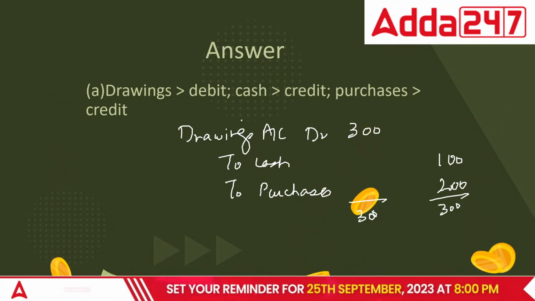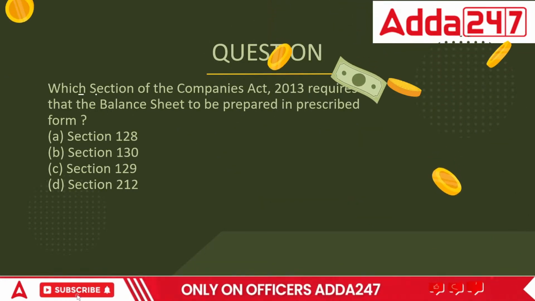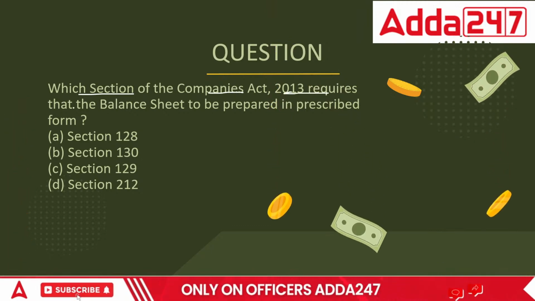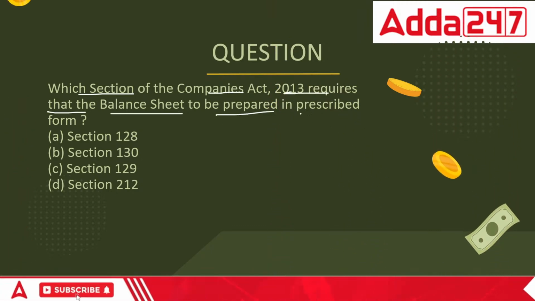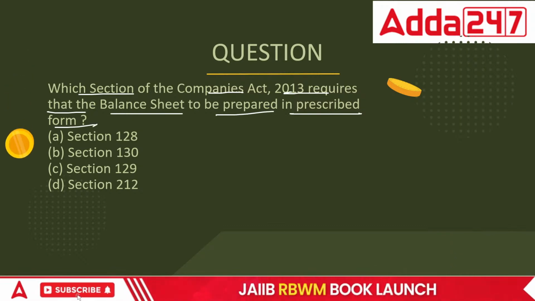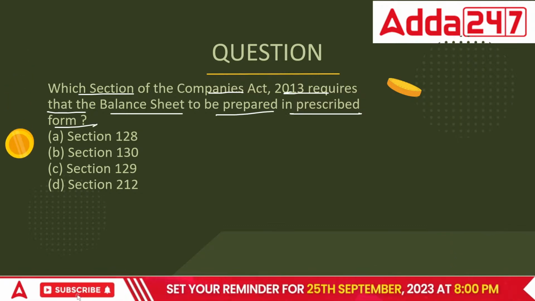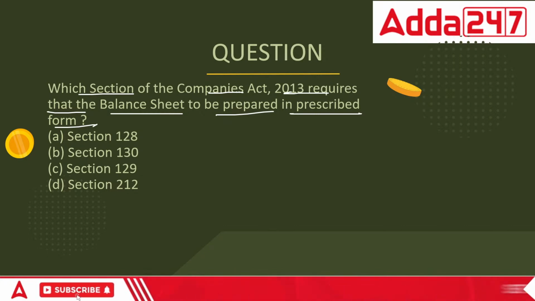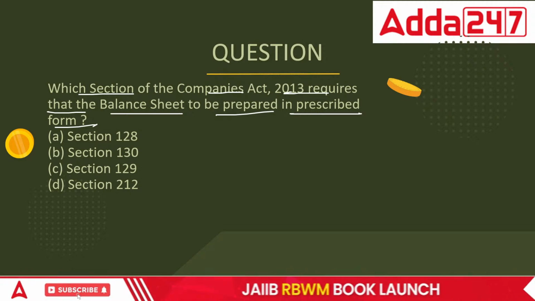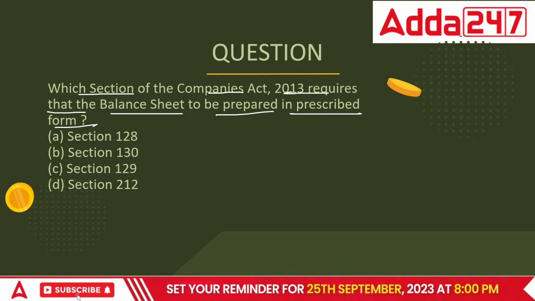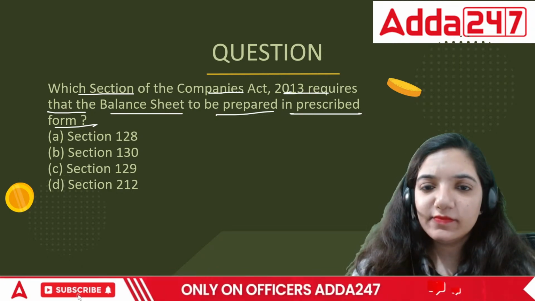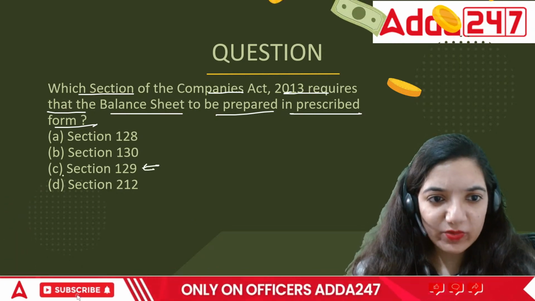Chaliye, now let's move on. Which section of the Companies Act 2013 requires that the balance sheet be prepared in a prescribed form? This is as per Module B, everyone. Section 128, 130, 129, 212. What would be the correct answer? If I look for the correct answer, it is section 129.